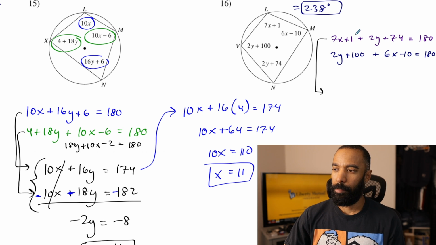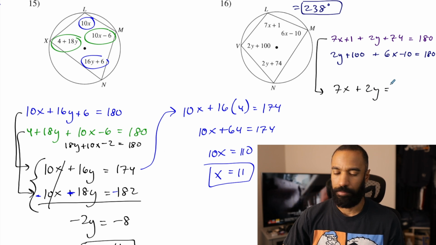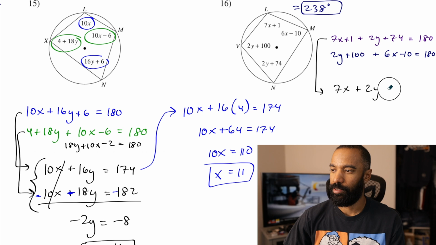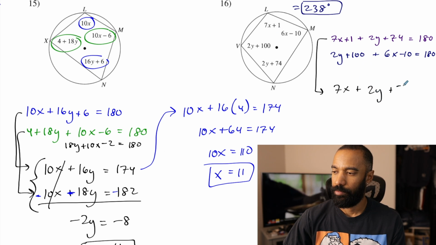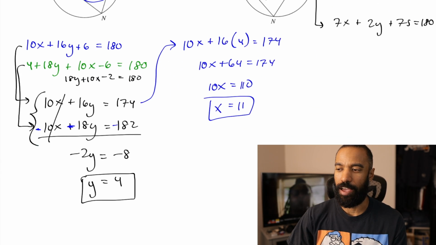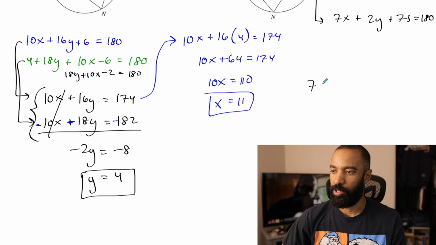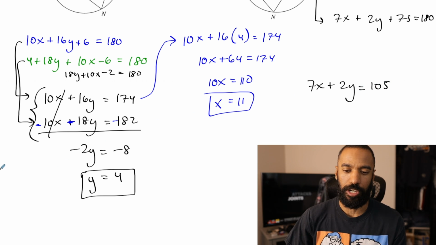All right. If I add the 1 and 74, I get 75 there. So 7x plus 2y plus 75 equals 180. And then if I subtract the 75 over, I will get 7x plus 2y equals 105 right there. That's one equation in my system.